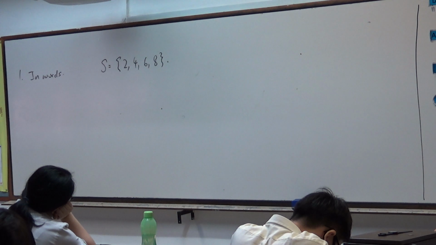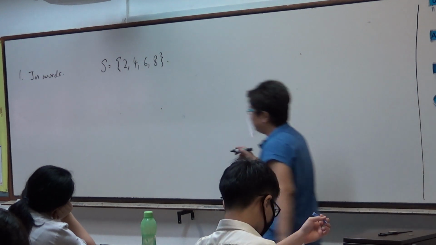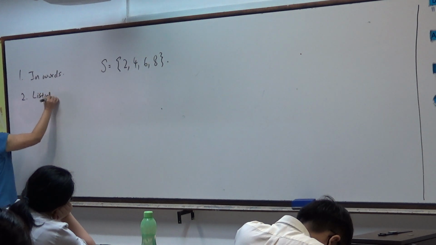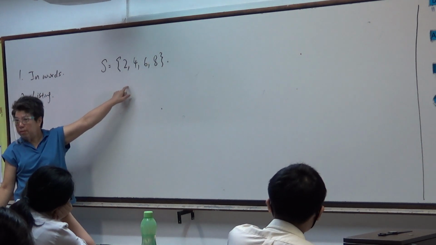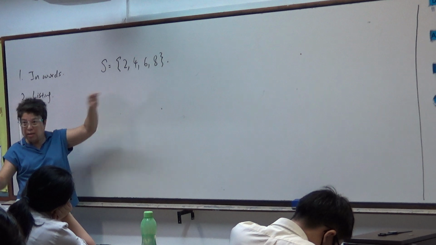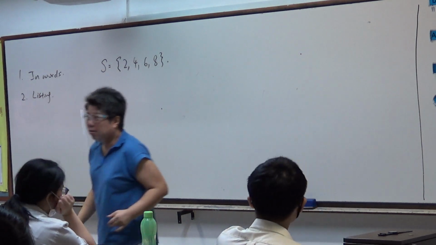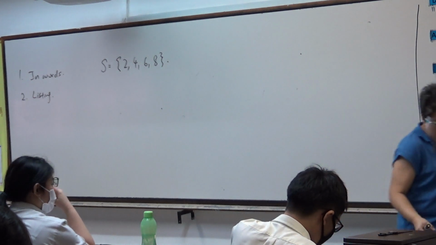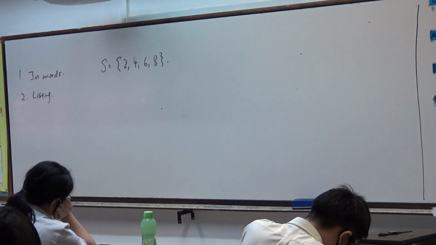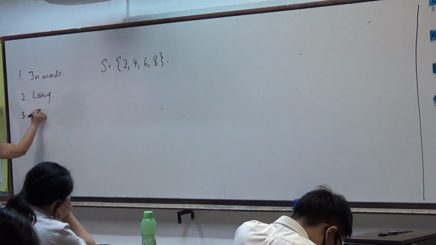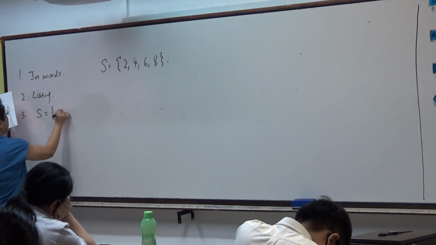Now, of course, the second one is the best. It's called listing. You list down the elements. Understand? They can describe it in words. They can list. Now, the last one is in set notation. This is the one that students get confused. S, they will use this.